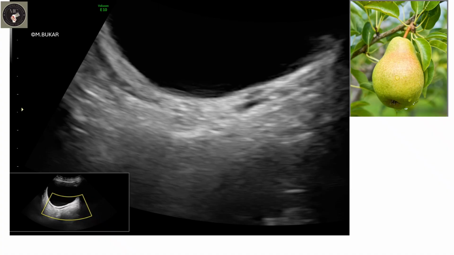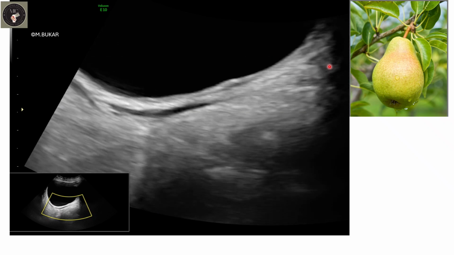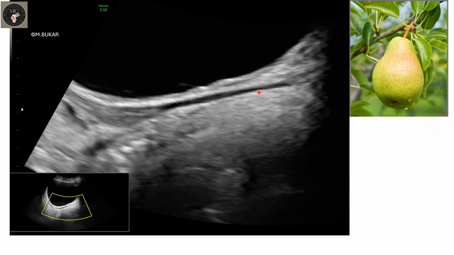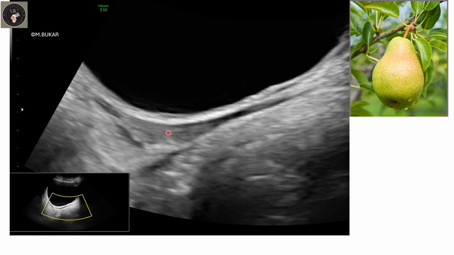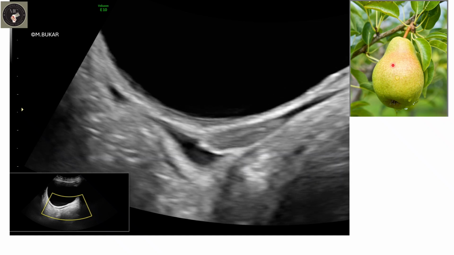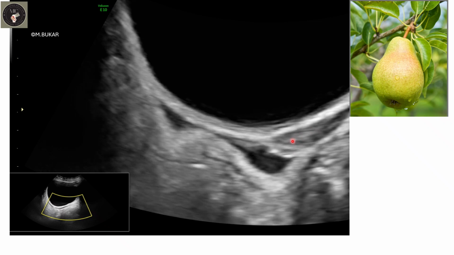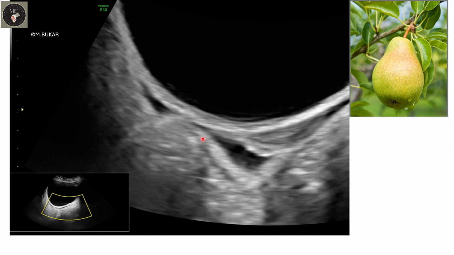So let's look at the zoomed out video. This is the bladder. You can see the vagina here. Some secretions within the vagina. And look at the hypoplastic uterus. Just assume the normal shape of the uterus, which is pear shape, but it's hypoplastic. Free fluid in the peritoneal cavity.